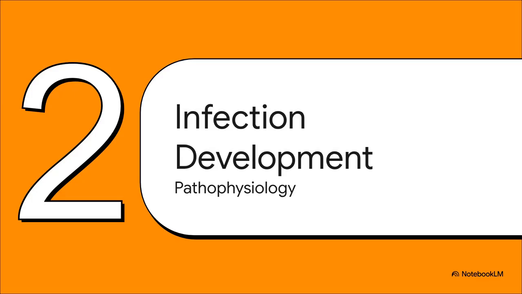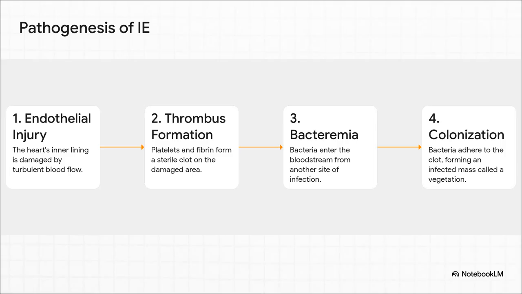Okay, so how does this actually happen? Let's talk about the break-in. How does a bug from somewhere else in the body manage to cause such a huge problem in the heart? Let's unpack this step-by-step process. It's really like a four-step heist. First, you get some injury to the heart's inner lining, the endothelium, maybe from some turbulent blood flow. Step 2, the body tries to patch it up, forming a little sterile clot made of platelets and fibrin. Think of this as the perfect, sticky landing pad.